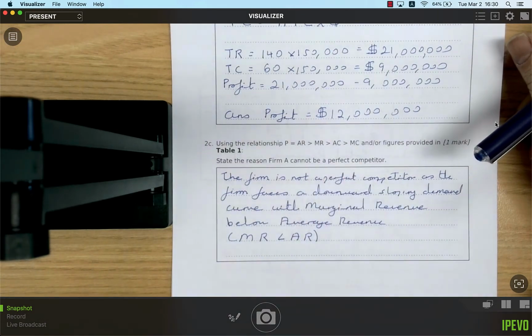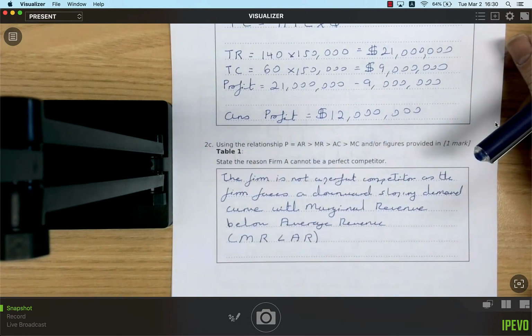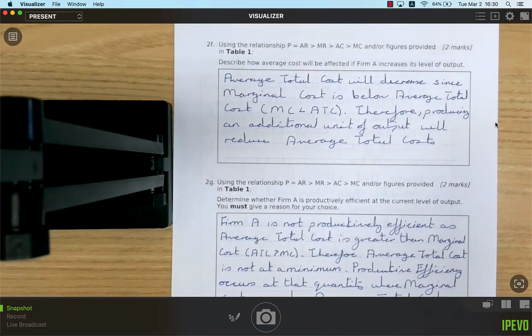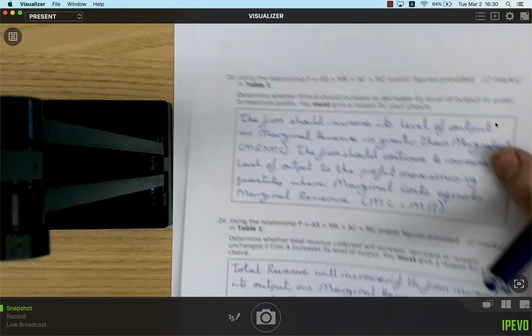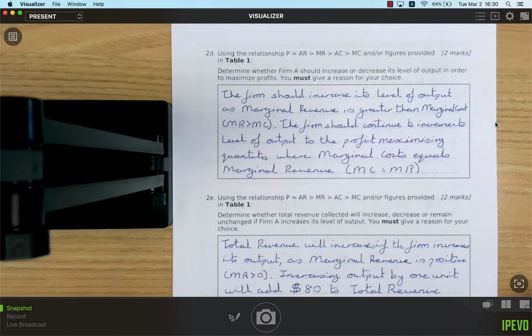And this is important because where's marginal revenue? It's below average revenue. State the reason firm A cannot be a perfect competitor. Well, the firm is not a perfect competitor as the firm faces a downward sloping demand curve. Well, how do we know that? With marginal revenue below average revenue. That's how we know it, because marginal revenue has to equal average revenue in perfect competition. And when marginal revenue is below average revenue, that means that the demand curve is downward sloping.